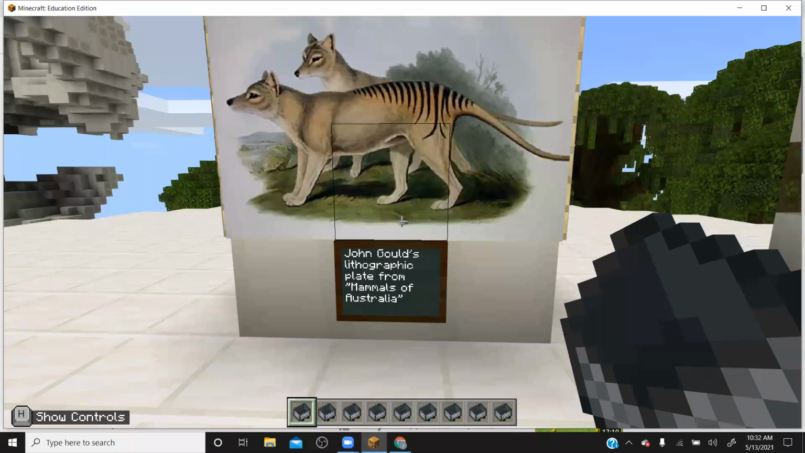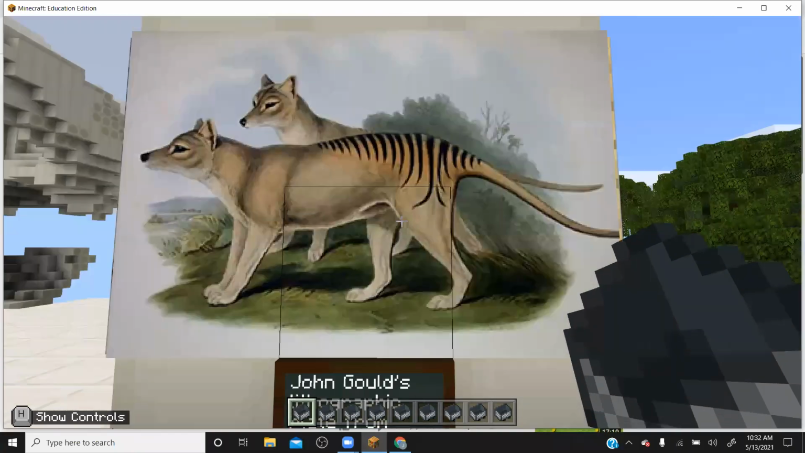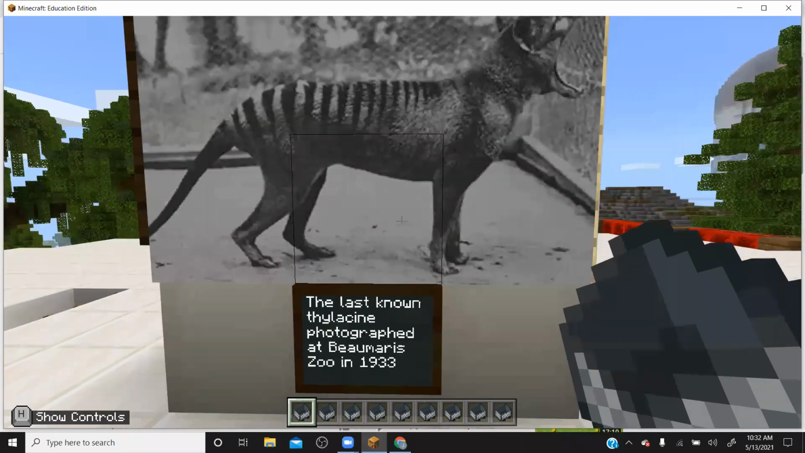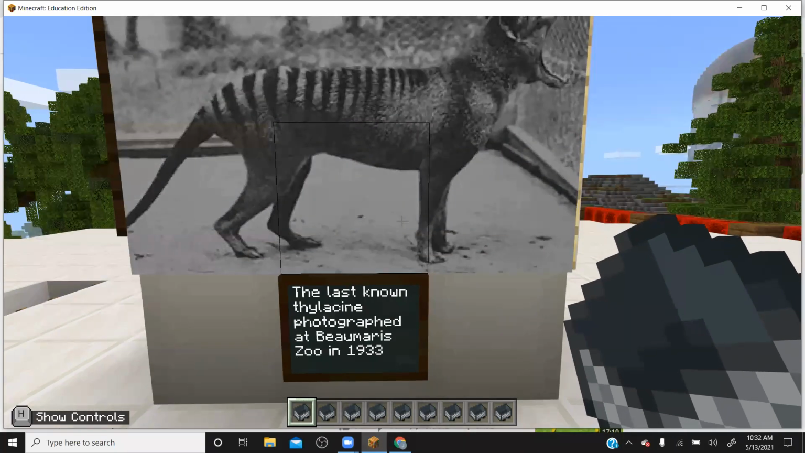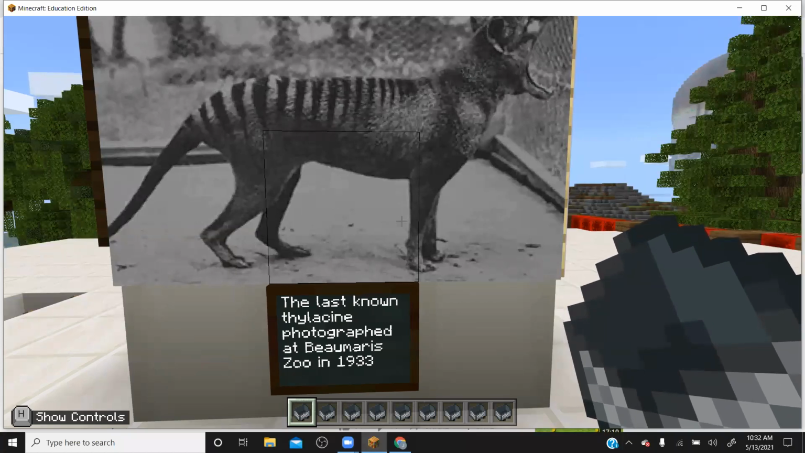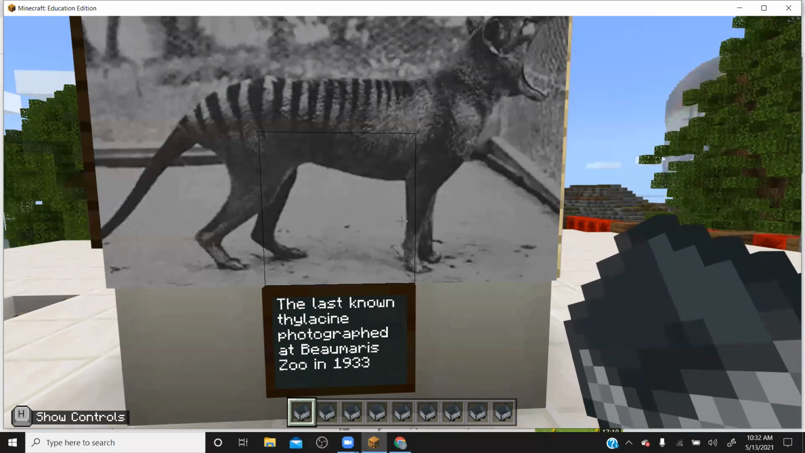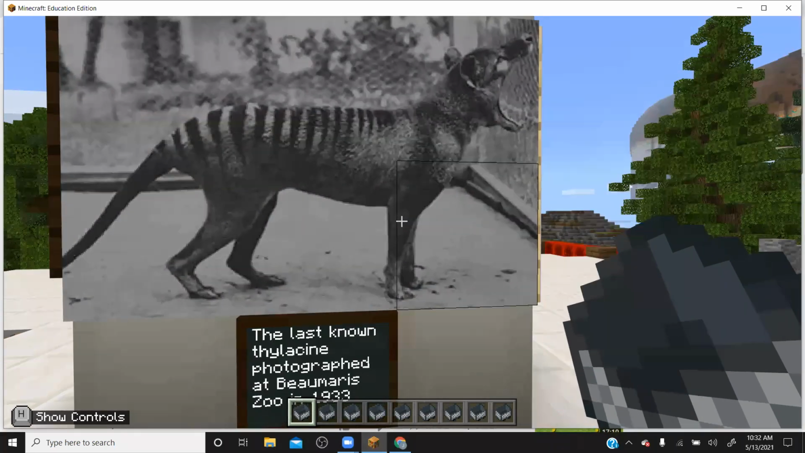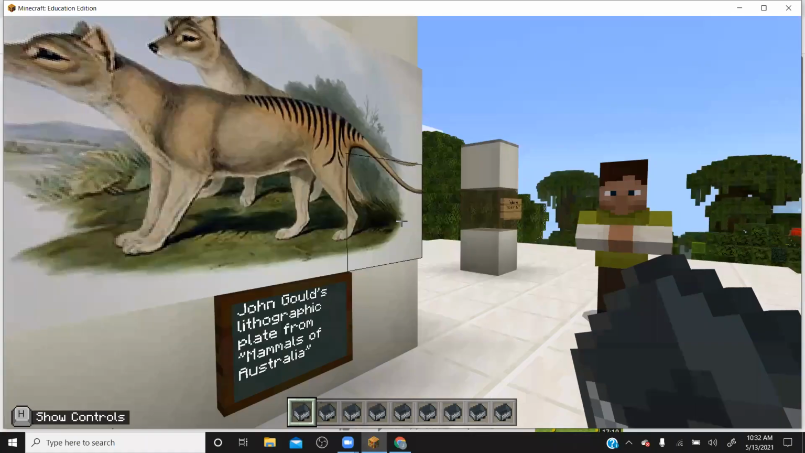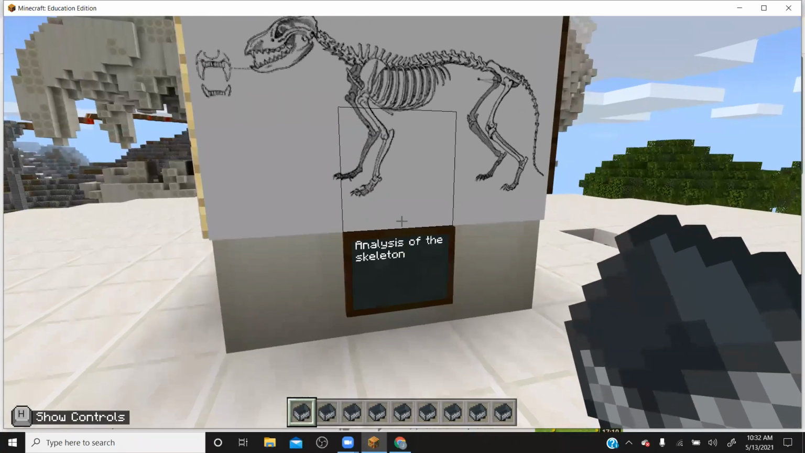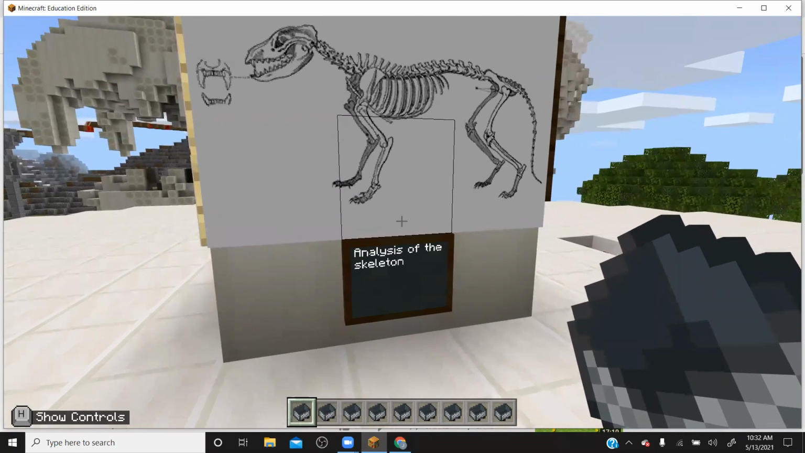Mammals of Australia, John Gould illustration. That's cool. What is it we're looking at? Last known thylacine, photographed at Bomers, excuse me, Zoo in 1933. Wow, what an amazing looking animal. Take a look at its skeleton. The size of its teeth.